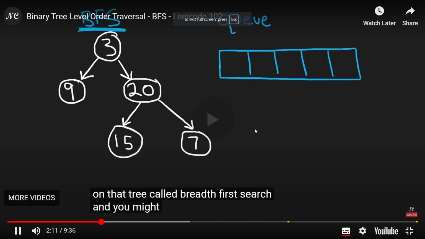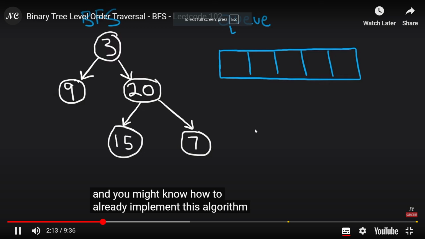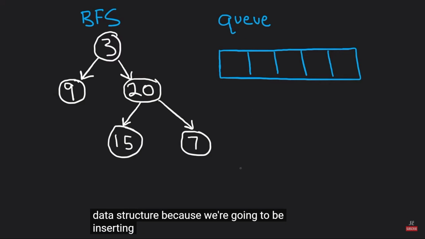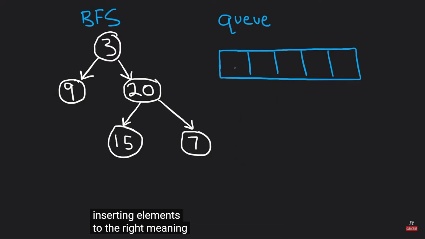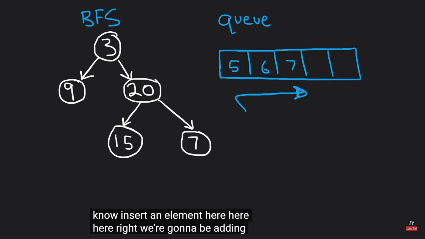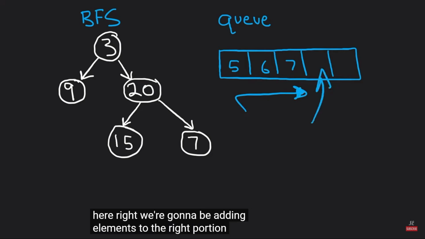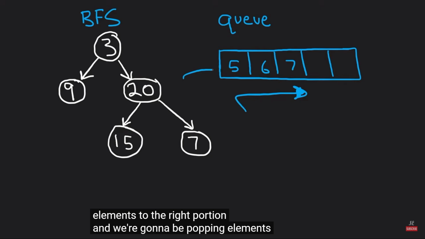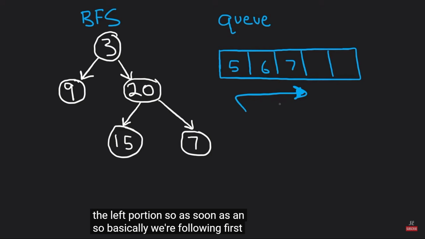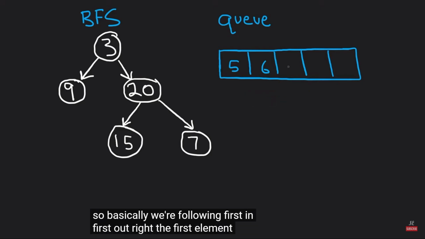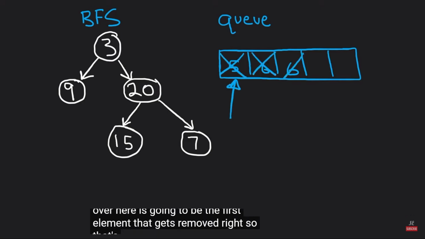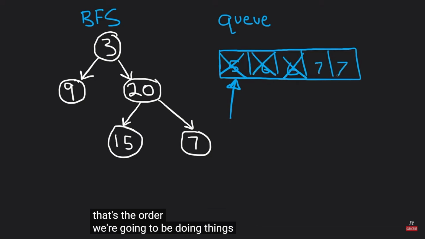You might know how to already implement this algorithm. You need a queue data structure because we're going to be inserting elements to the right, meaning we're going to insert an element here, here, here, right? We're going to be adding elements to the right portion, and we're going to be popping elements from the left portion. So basically we're following first in, first out, right? The first element that gets inserted over here is going to be the first element that gets removed, right? So that's the order we're going to be doing things in.